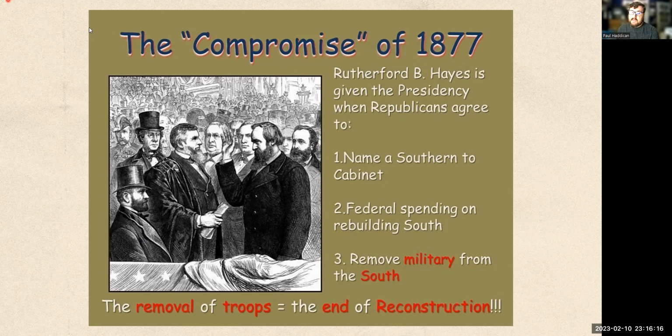And they come up with the idea, this compromise, that the Democrats will rescind their nomination for the president on the condition that Rutherford will name a Southerner to a cabinet position, that the federal government will start spending on rebuilding the South, and that they will end military occupation of the South and therefore end Reconstruction. The Northern Congress people and the Republicans agree to this. They agree to all of those demands just to have Rutherford be named president, right? That's the length that they're going to, to get their person elected to be president.